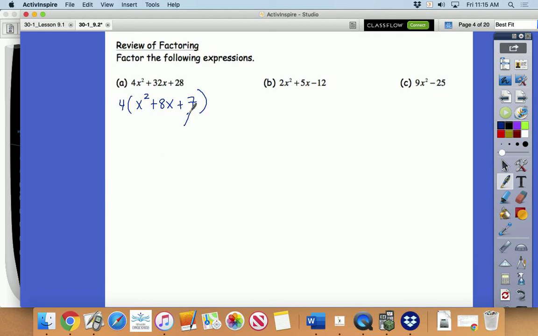And then I'm going to look for two numbers that multiply to this and add up to this. So this is kind of like the fast technique for it. So 4 would factor as x plus 7 and x plus 1. So that would be factored form. The next one, when we have a number that can be factored out.